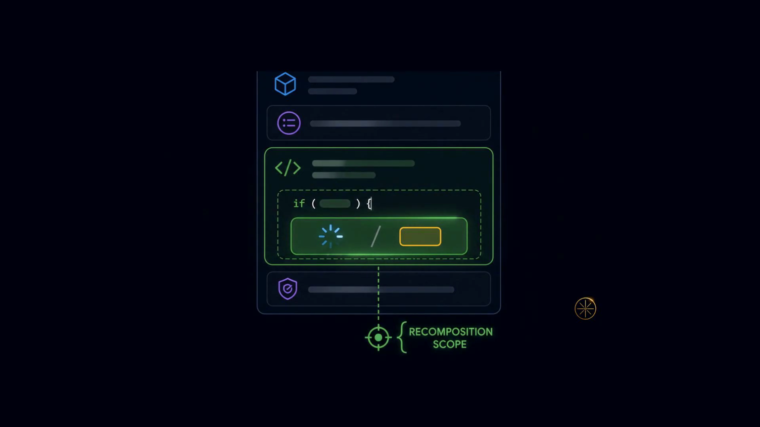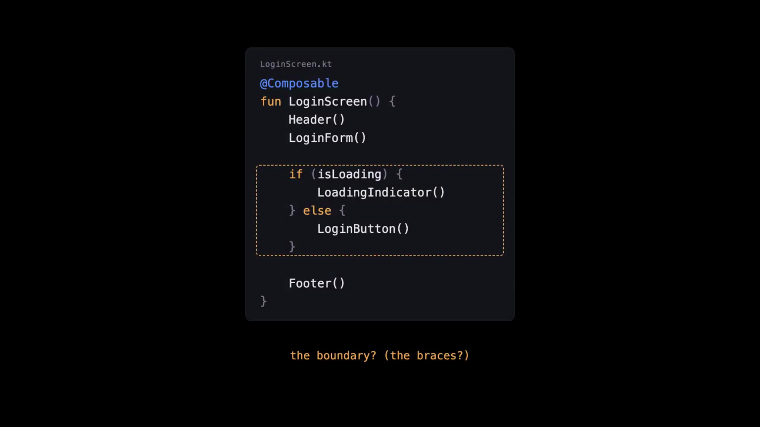Let's say you have a typical LoginScreen composable, right? Right. Standard setup. And inside, there is an if statement checking an isLoading flag. If it is true, we show a spinner. Otherwise, we show the login button. I normally just assume the literal Kotlin curly braces around that if block act as the boundary for the restart. And that makes sense visually, but the braces are just syntax. The actual boundary is defined by observation, specifically the state read. The state read, so just the act of looking at the variable.